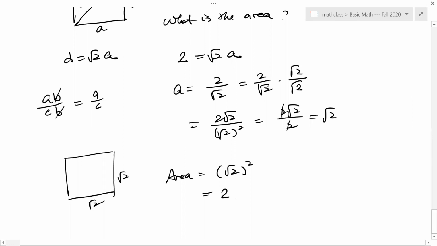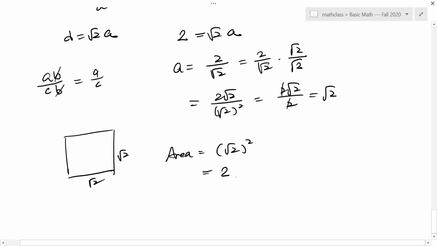They have different units. One has a square unit, and the other one is just the unit. Okay. All right.